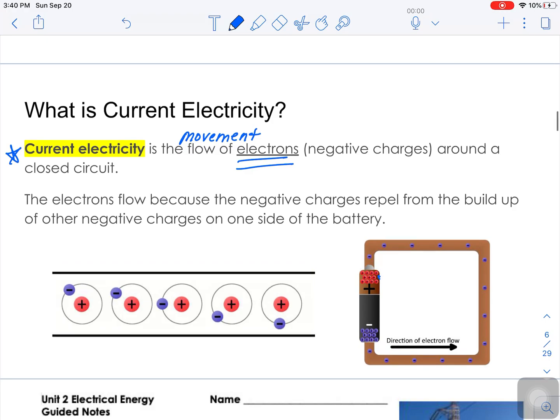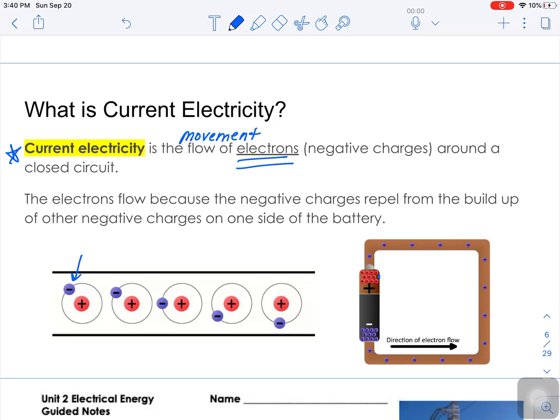So look at my picture here. Here's a picture of an atom. And I hope that you remember that atoms have a negative charged particle on the outside of them that swirls around called electrons. And when I build up these electrons and then these electrons flow, we create current electricity.